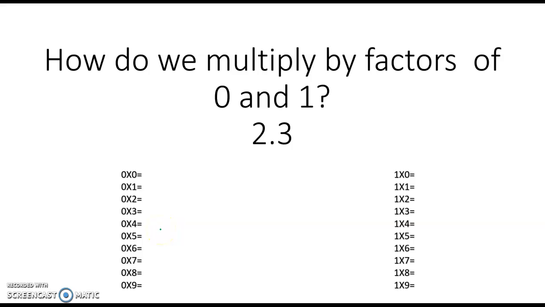Your lesson essential question is, how do we multiply by factors of 0 and 1? So, we are multiplying today by factors of 0 and 1. Yesterday was kind of tricky, 9s. Today we're focusing on 0s and 1s, which are actually the easiest things to multiply by.